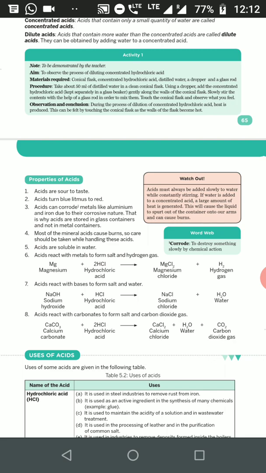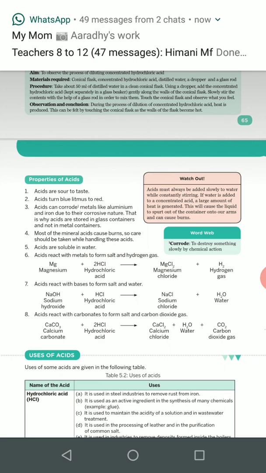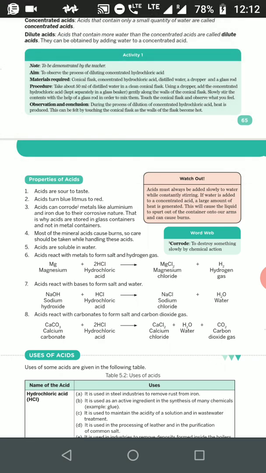When acid reacts with the carbonate, it forms salt, water and carbon dioxide. That is, calcium carbonate plus HCl gives rise to calcium chloride, water and carbon dioxide.